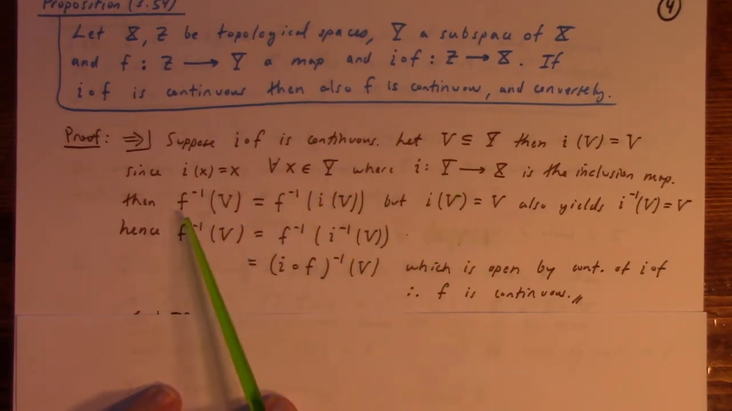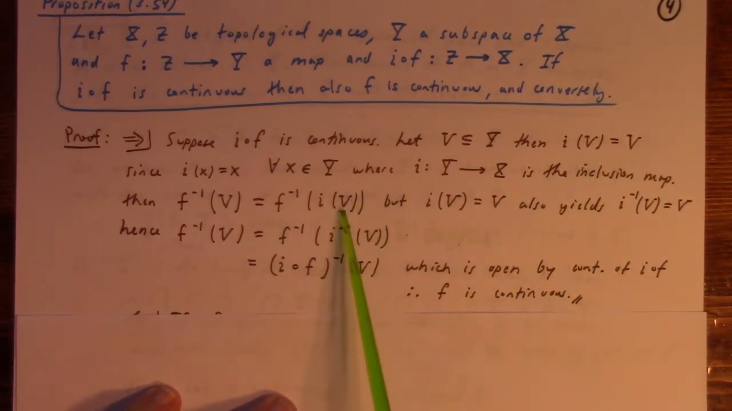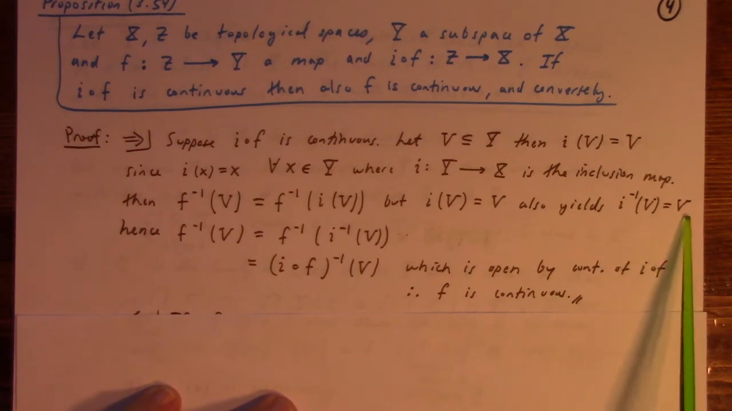All right, so then f inverse of V is f inverse of i of V, right? Because i of V is equal to V. But I guess I could have been more to the point here. Like, this is unnecessary. I was just like, oh man, that's not quite what I want. And then I'm like, oh, wait a minute, but V is also equal to i inverse of V in this context. The inverse image of V under the inclusion map is also V.